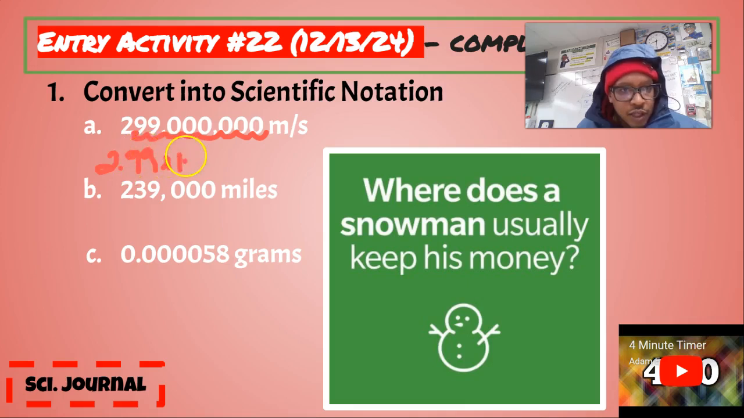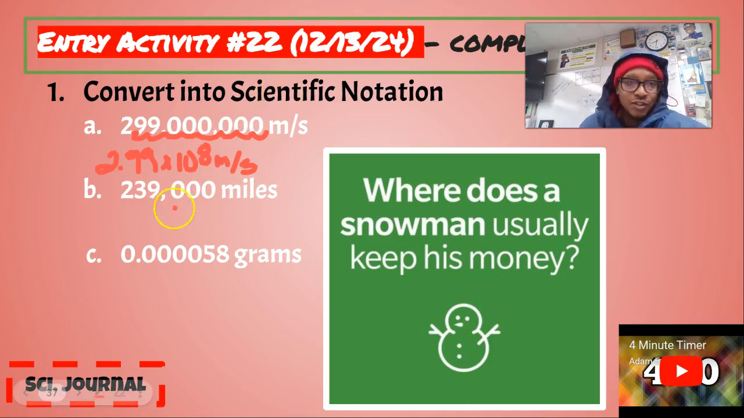So that's 2.99 times 10, and I don't remember what we said. So 1, 2, 3, 4, 5, wait, oh my gosh, I lost it. 1, 2, 3, 4, 5, 6, 7, 8, times 10 to the 8 meters per second, and that is approximately the speed of light. Just in case you wanted to know.